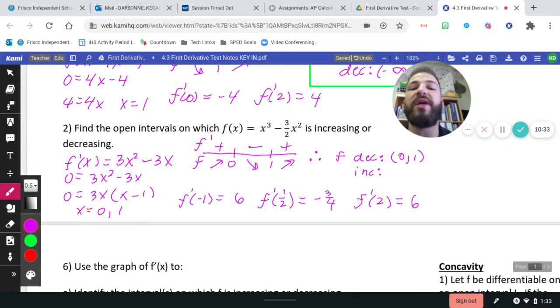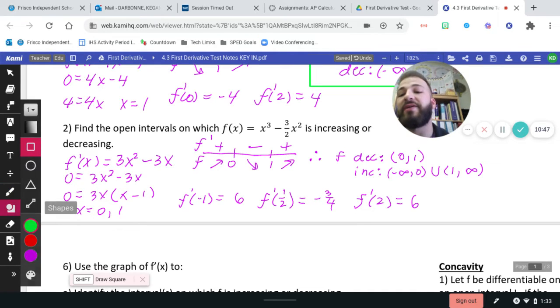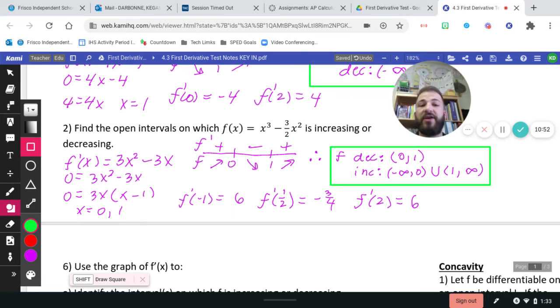So now we have multiple increasing intervals. So we're going to have to use our union sign. So -infinity to 0 in union with, which is a capital U, 1 to infinity. Okay, and you should recognize that from pre-calculus. And there we go. That is our answer for number 2.